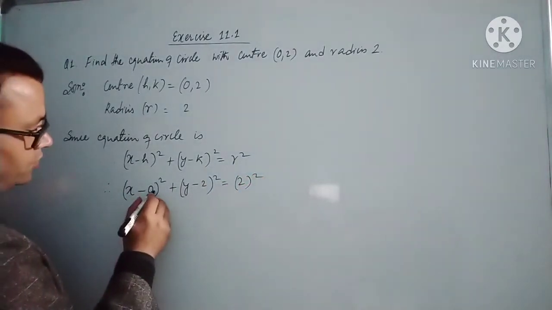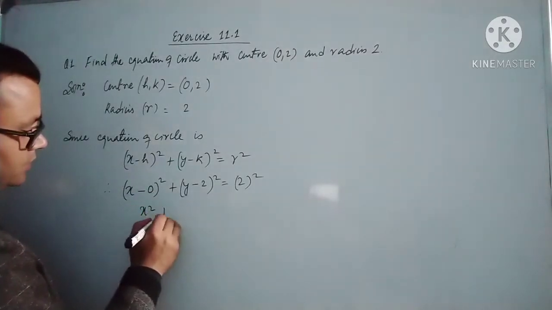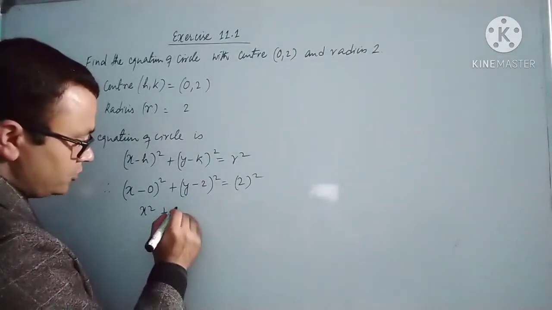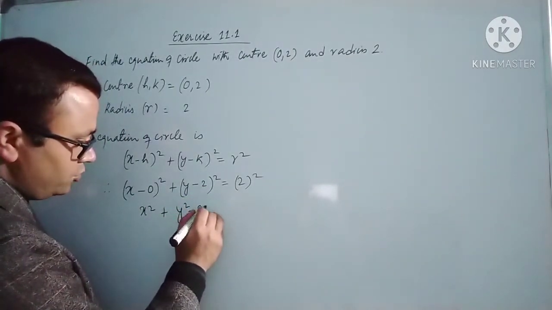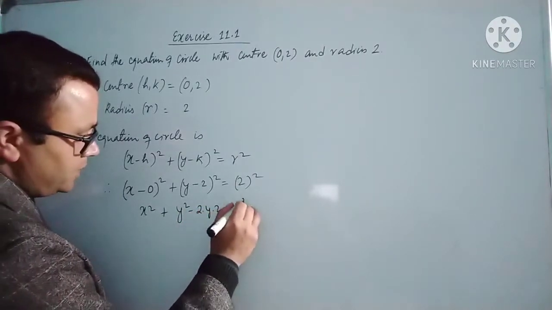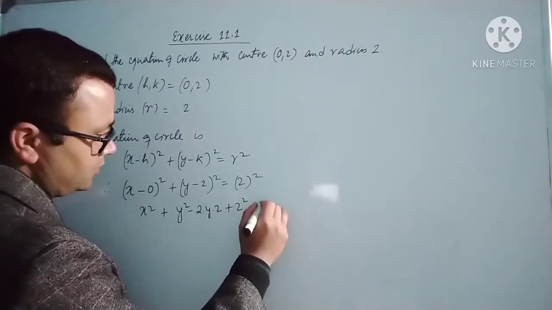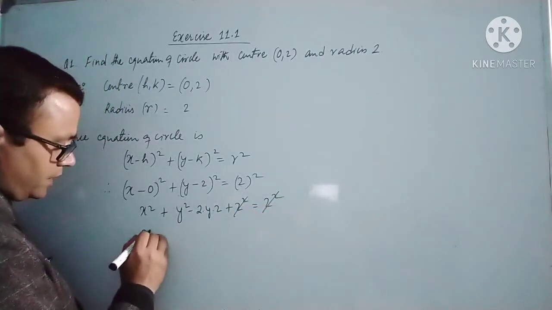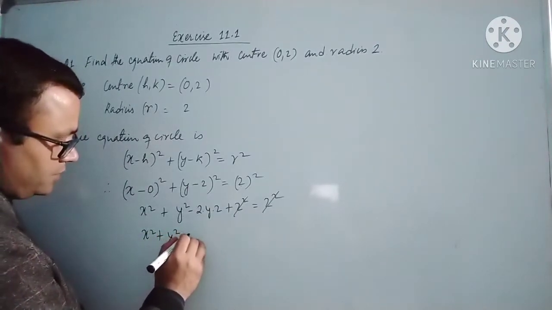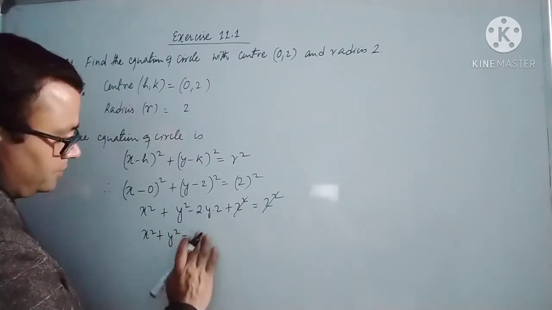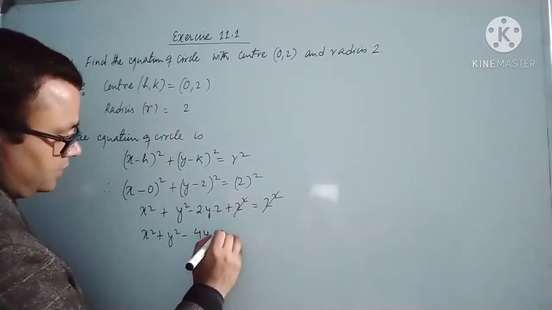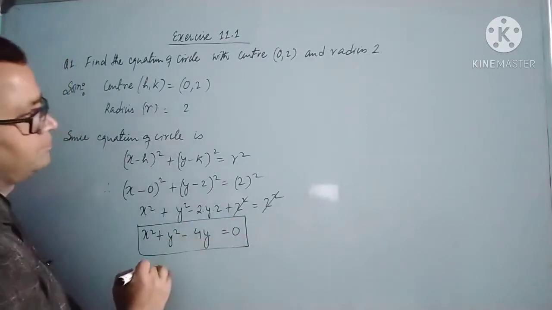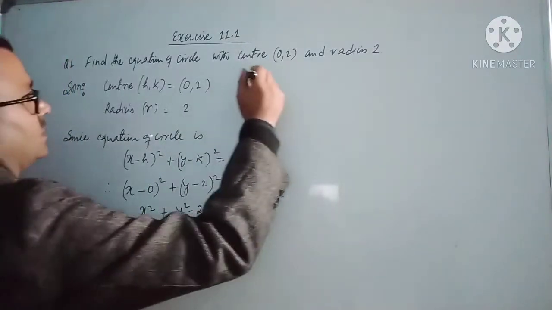Now x minus 0 square is x square. Now it is in the form of a minus b whole square, which is a square minus 2ab plus b square, equals, now this is 2 square. Now we can cancel 2 square here. So x square plus y square minus 4y equals 0. Now this is the equation of circle. Now next is number 2.